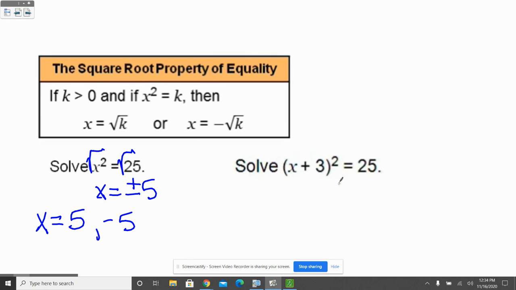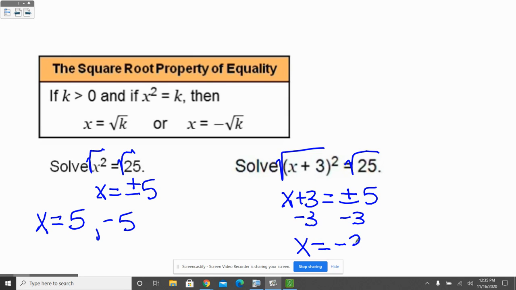So looking at a problem like this, if you square root both sides, the square root and the square cancel out, and I'm left with x plus 3, but this is going to be a plus or minus 5. Now, to get x all by itself, I'll subtract 3, and I'm going to write it like this, negative 3 plus or minus 5, and that's what we were talking about before.